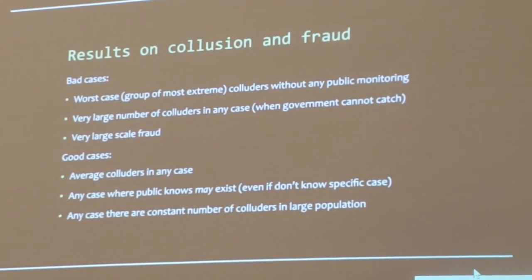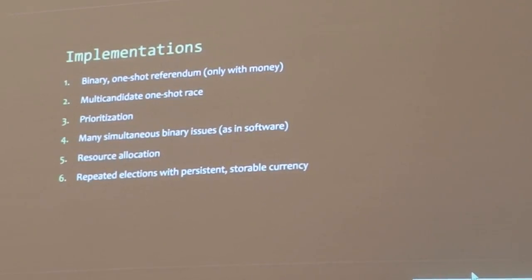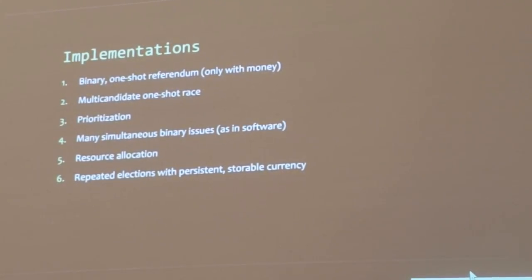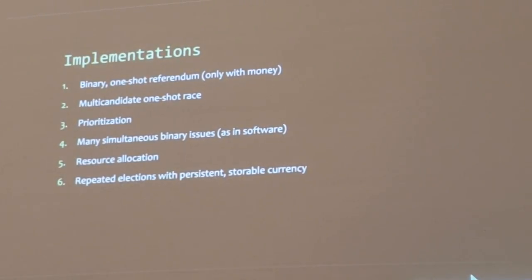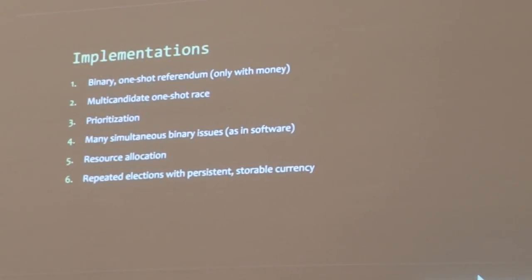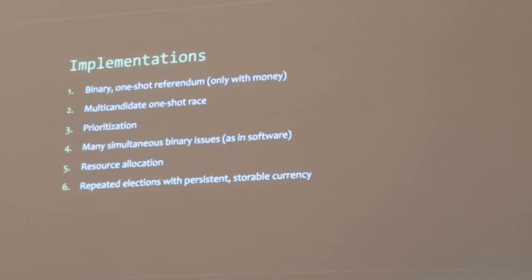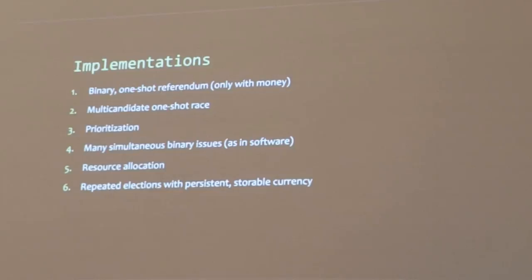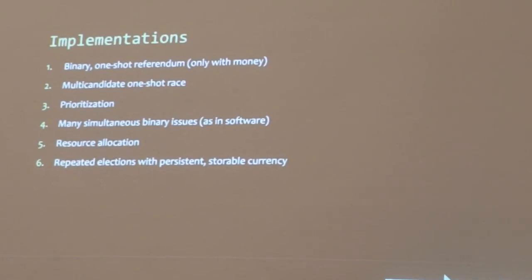And this kind of falls out of a lot of the economics analysis that Glen Weyl did. There are several implementations that this immediately applies to: binary referendums, prioritizing tasks, multiple binary issues, resource allocation, and obviously in our case, repeated elections with persistent historical currency. And it's important to note again, all these ideas came before blockchain did. It's really a marvel that they translate over as beautifully as they do.